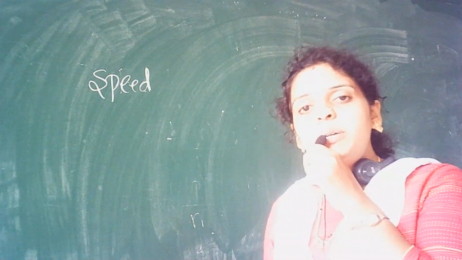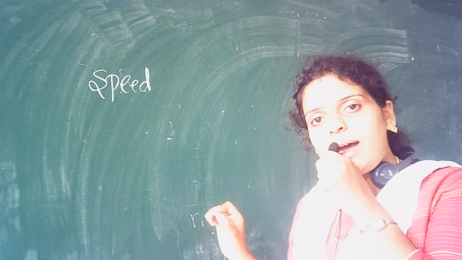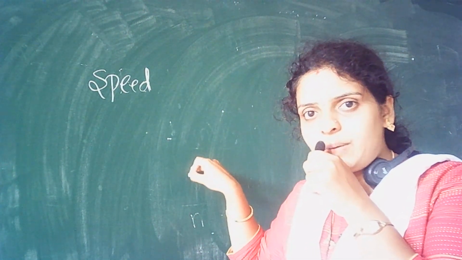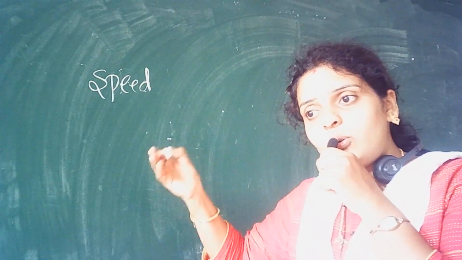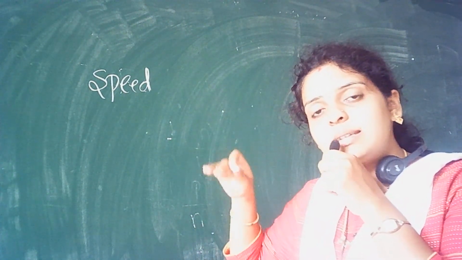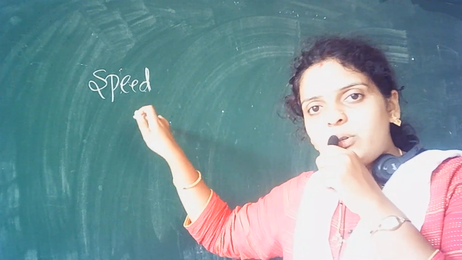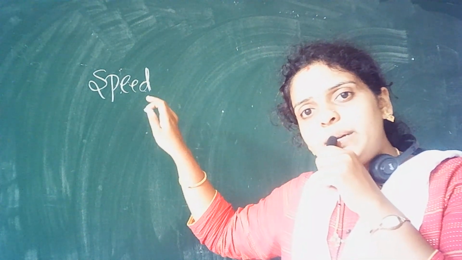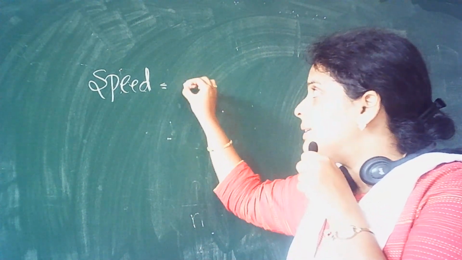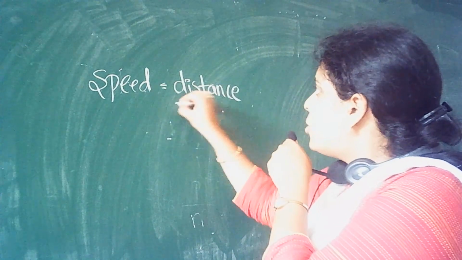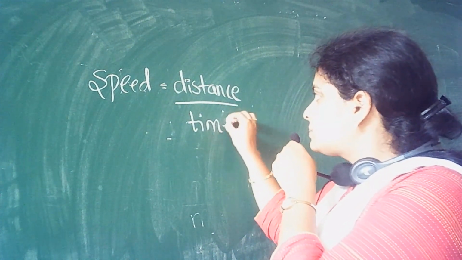To describe the motion of a body we have the terms speed, velocity, and acceleration. Whether the body is moving slow or fast, you can understand by using the speed concept. What do you mean by speed here? Speed is the distance covered by the body in unit time.